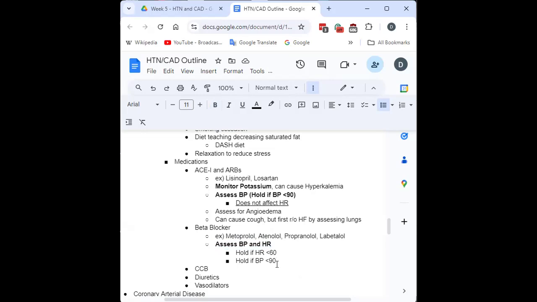It depends on what they're teaching you, or your hospital policy, whatever. But I learned that as under 90 for blood pressure and under 60 for heart rate. Blood pressure under 90 systolic, so I guess I'll specify systolic.